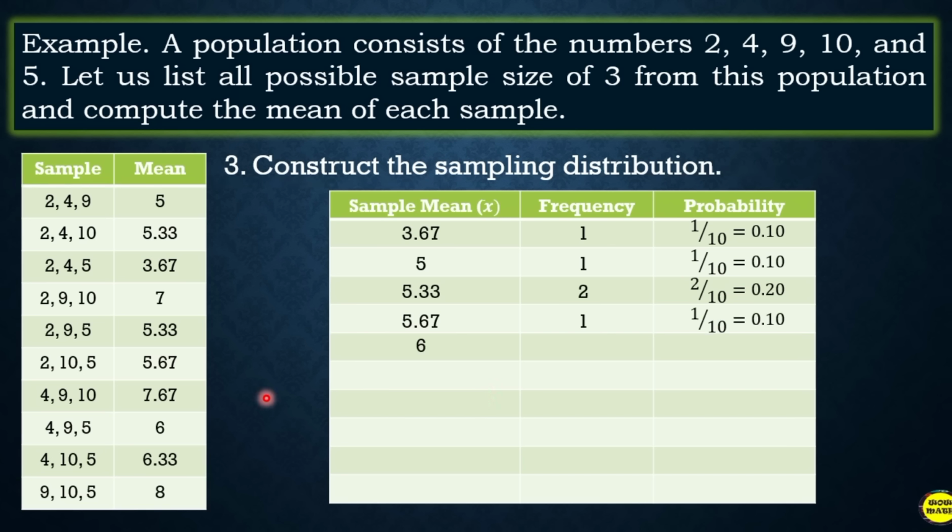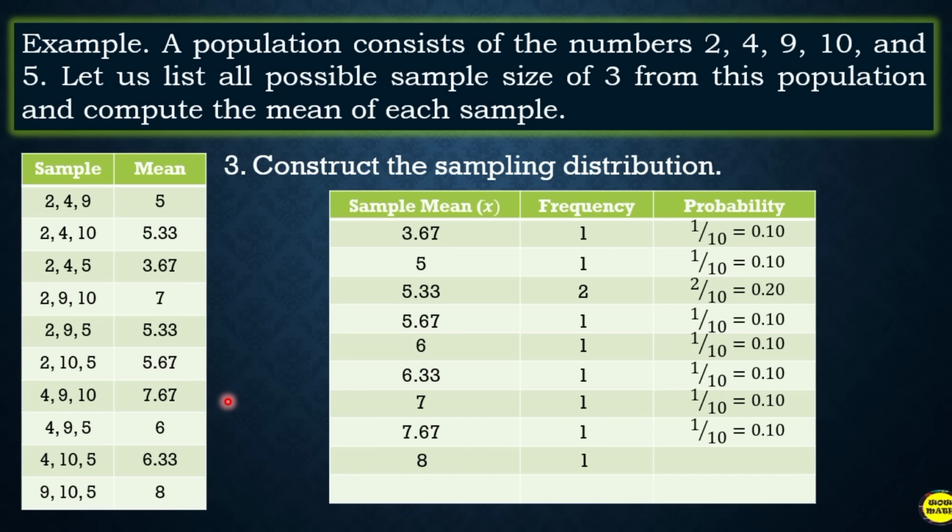After 5.67 is 6. How many 6 are there? Just one also, so the probability is 1 over 10 as well. Next after 6 is 6.33. There is only one 6.33 also, so its probability is 1 over 10 as well. And then, next is 7. Okay, just one also. After that, 7.67, just one also. And then 8, only one also. So, that is 1 over 10.